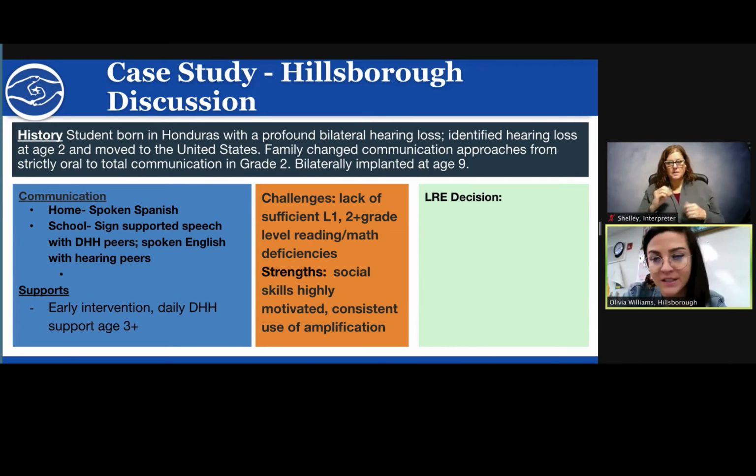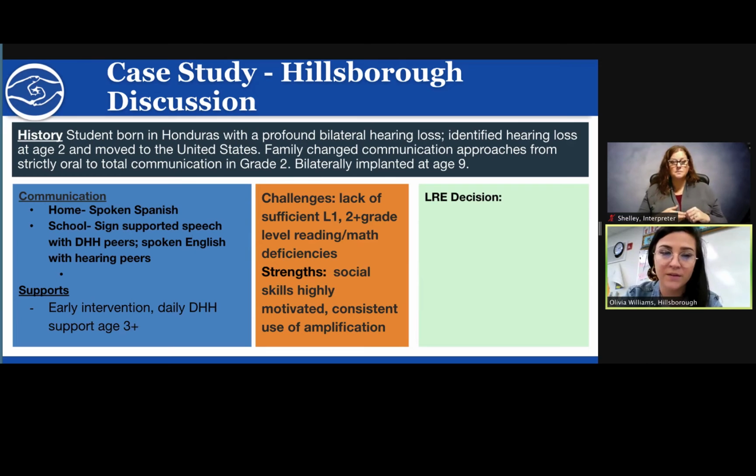So jumping right into this student, he was born in Honduras with a profound bilateral hearing loss. He was identified with this hearing loss at age 2 and was moved to the United States. The family has changed communication approaches throughout the duration of the child's time in our district, from oral to total communication, oral, back and forth. At grade 2, it was decided that total communication would be his primary mode of communication, and that was agreed upon with the parents, but they were really wanting to encourage his use of oral skills.